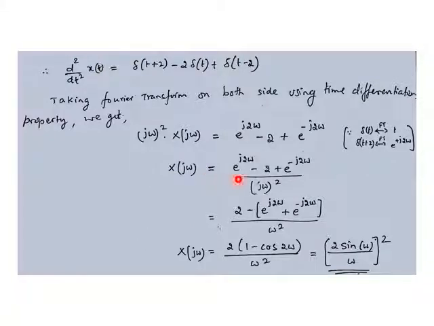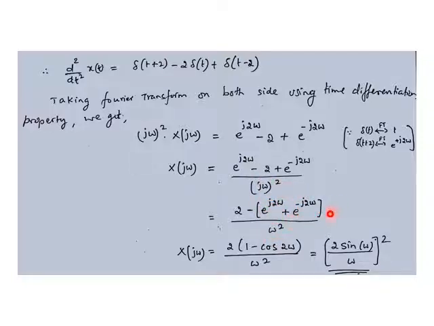So the final answer: e to the power j2ω minus 2 plus e to the power minus j2ω, divided by (jω) whole squared. j squared means minus 1, so we take the minus to the numerator also. Minus 2 becomes plus 2, and both exponential terms have a positive sign. So it changes to minus of e to the power j2ω plus e to the power minus j2ω. In the denominator, j squared is taken out, so only ω squared remains. In the numerator we have the exponential terms together.